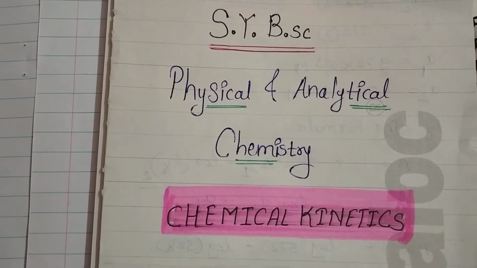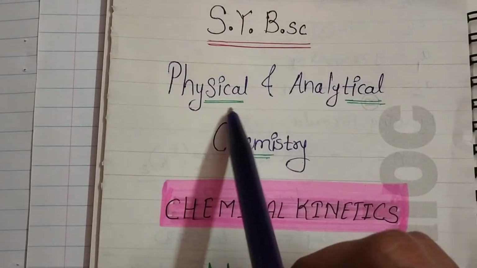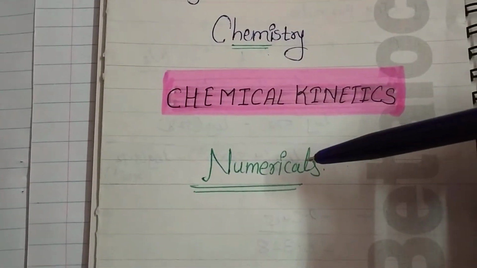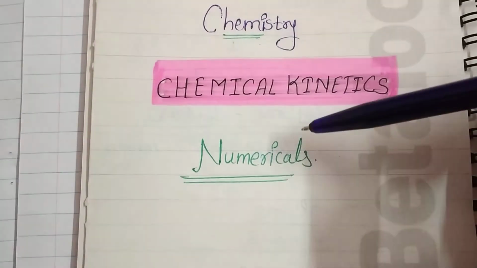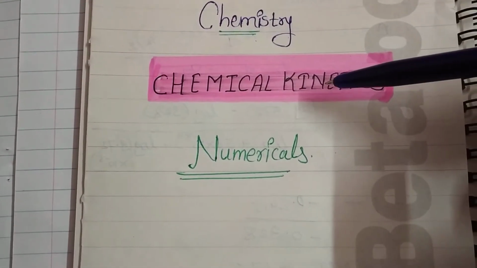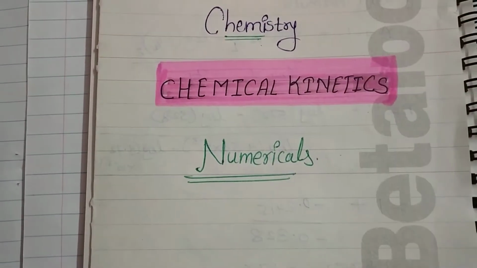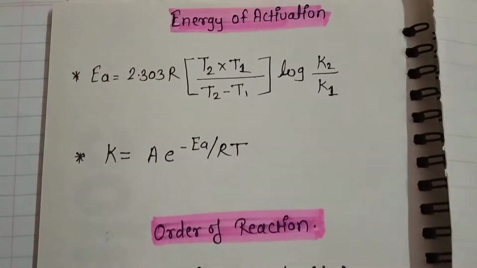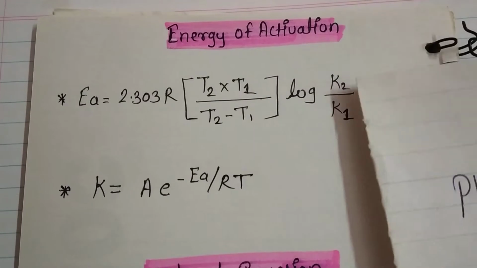This video is particularly about the subject Physical and Analytical Chemistry from the SYB.Sc course. In this video we will again discuss the numericals from the chapter of physical chemistry, that is chemical kinetics. In the last video we discussed the numericals from the energy of activation.